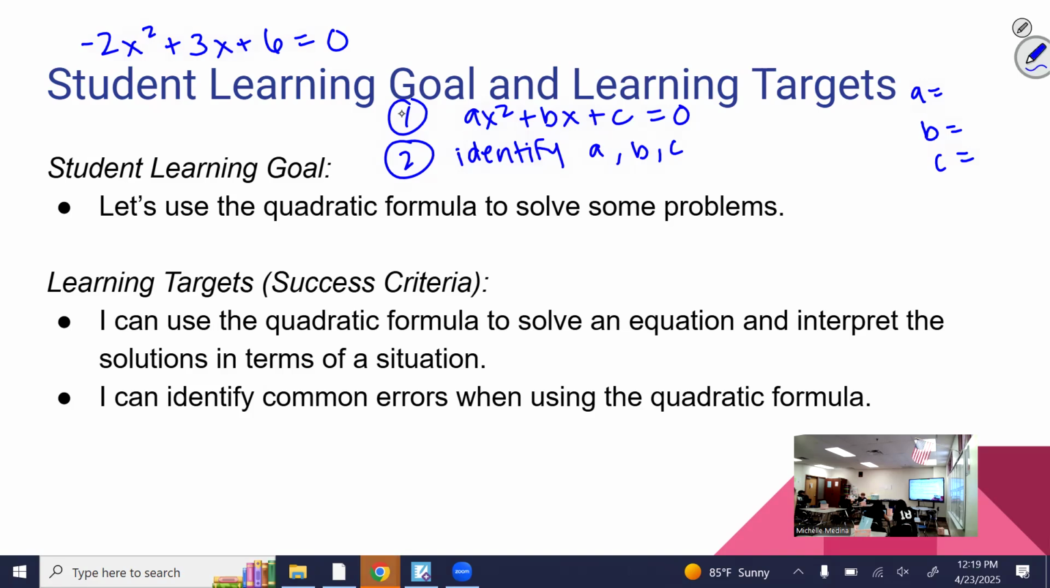Table 1, what's my A? Table 2, what's my B? And table 4, what's my C? Right? If there's a negative in front of it, you have to include it. Include the sign that's in front of each term. If there's no sign there, we're assuming that it's positive. So you identify your A, B, and C, and then what do you do?